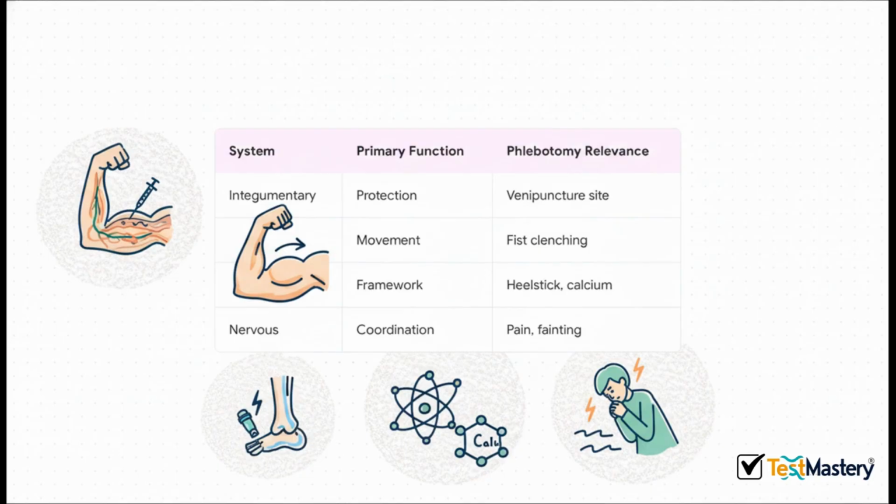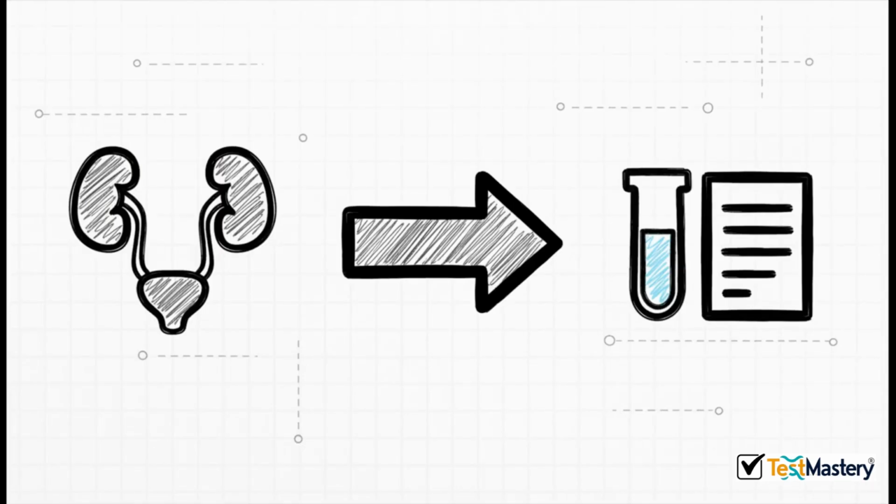Or think about the muscular system. Its job is movement, but for us, it's all about preventing errors, like when a patient clenches their fist. And here we go. This is a perfect example of the kind of question you can expect. They'll ask you to connect a system, like the urinary system, to its function, which is filtration, and then to a relevant lab test, like a creatinine test, which checks how well the kidneys are working. You've got to memorize these links.